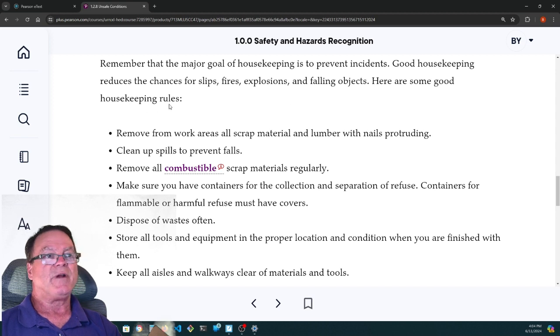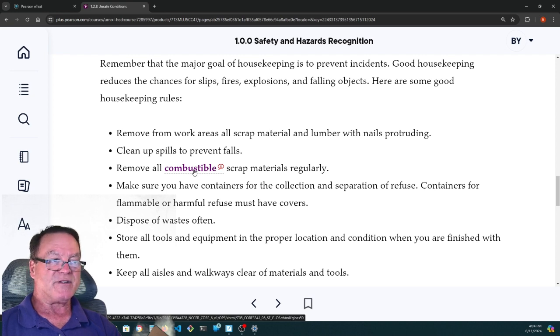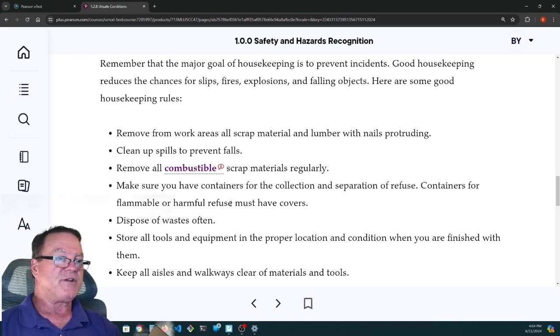Remember, here are some good housekeeping rules. Remove from work areas all scrap material and lumber with nails protruding. Clean up spills to prevent falls. Remove all combustible scrap materials. It means you can light it on fire. It's ignitable. It's combustible. Make sure you have containers for the collection of and separation of refuse.